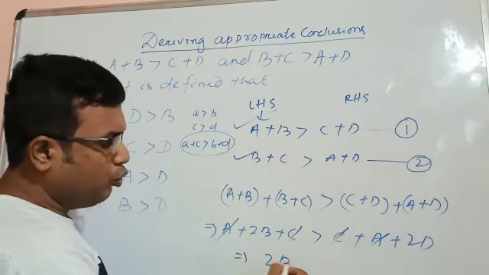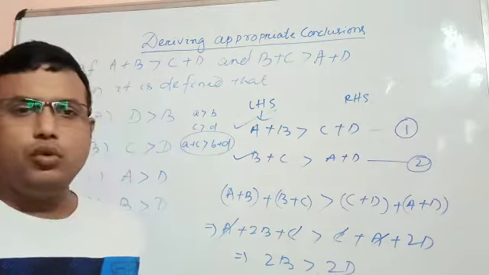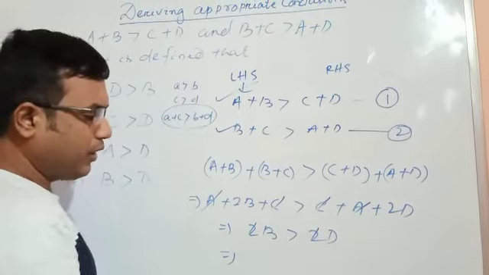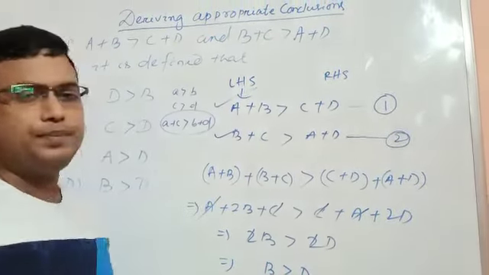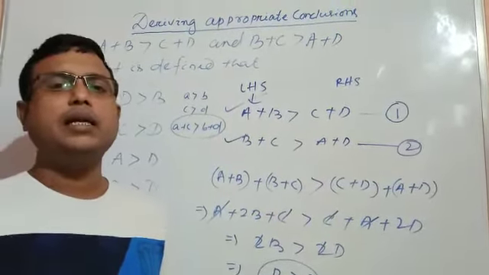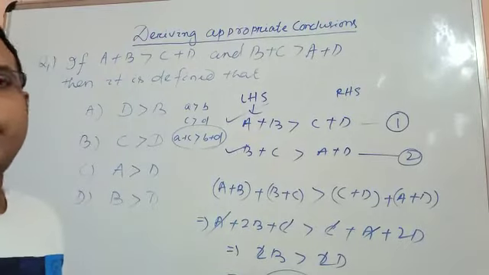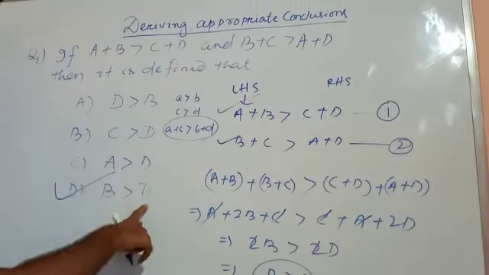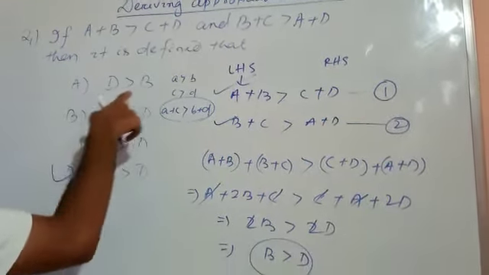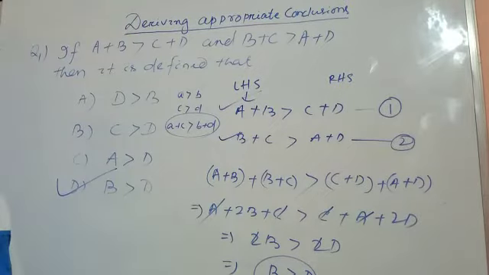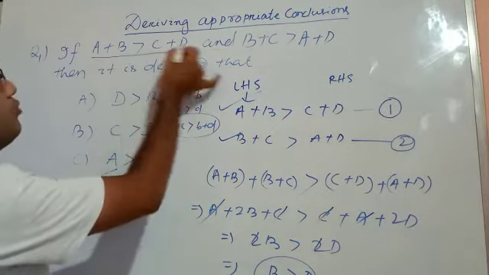That implies that 2B is greater than what? 2D. That implies that 2 is also cancelled. So B is greater than what? D. Right. So now we find B greater than D as our conclusion, which is definitely true by taking statement number 1 and 2. So what is your answer? That means option D, B greater than D. Other options are incorrect. Obviously, B greater than D is 100% correct by taking this one and this one.